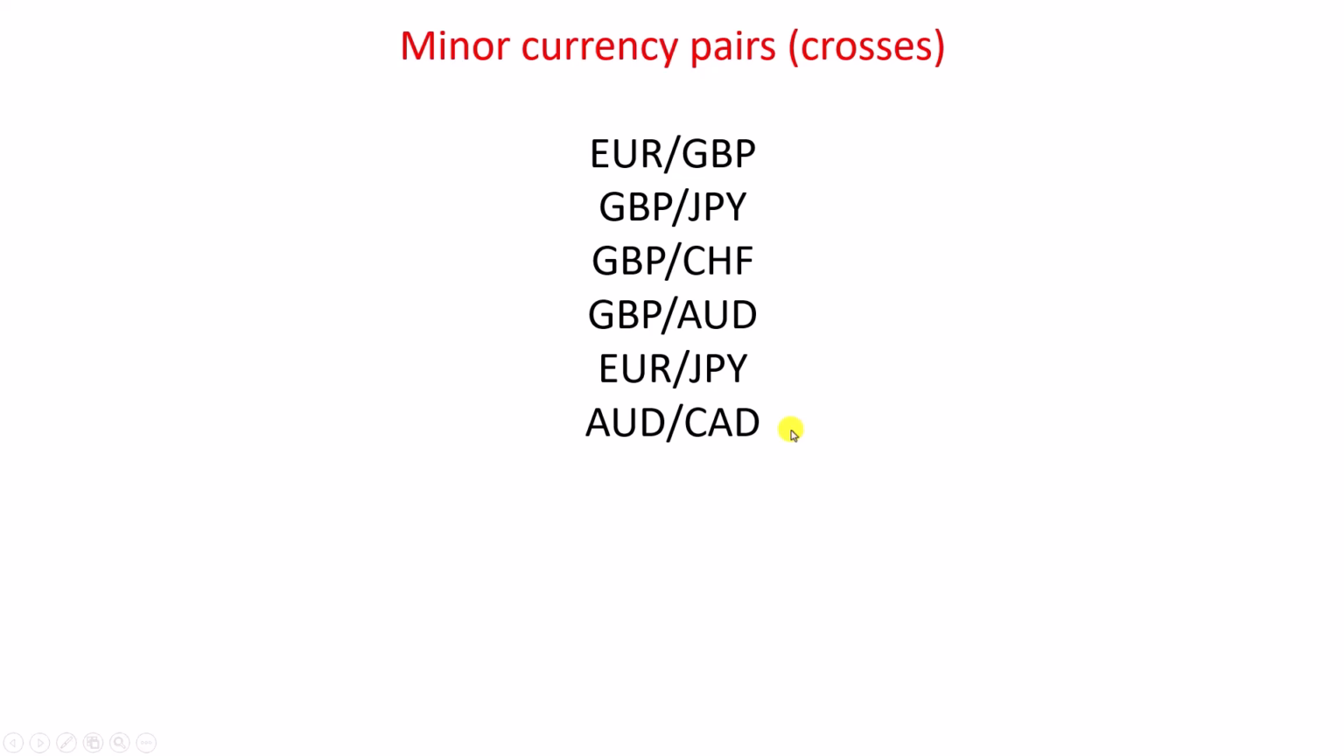USD, the American dollar, is called the reserve currency, because it is most widely used and accepted. A currency along with USD is called a major currency pair. Without USD, what we have is a minor currency pair.